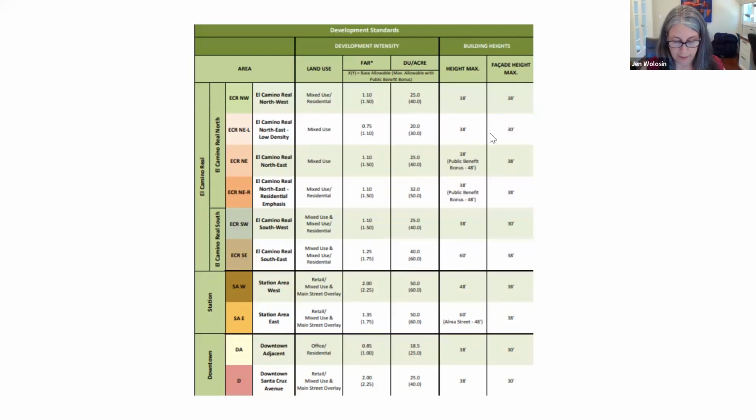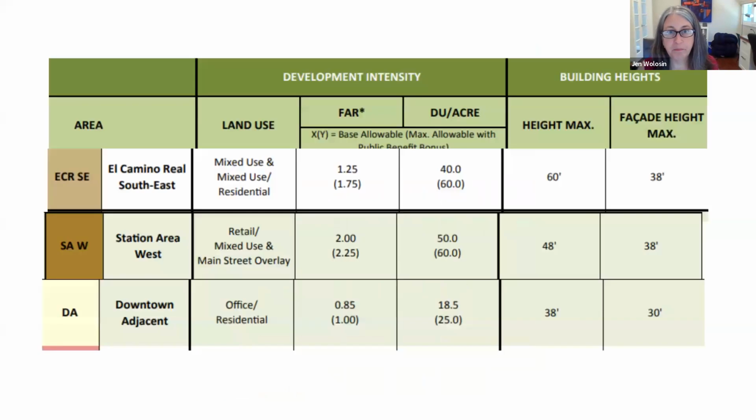And we're going to show a couple examples here. It also shows, by the way, both what's called base, which means that a developer can just come in and develop at the base level, which is permitted. Or if they want to give additional public benefit, they can get extra development standards and extra development intensity.